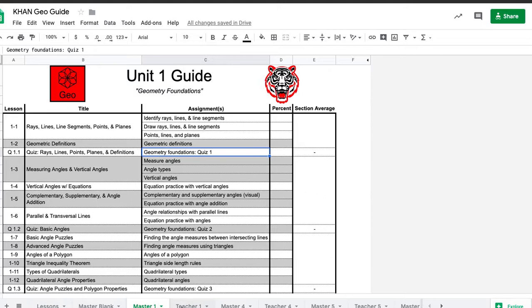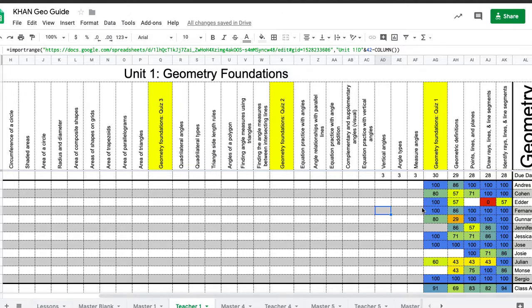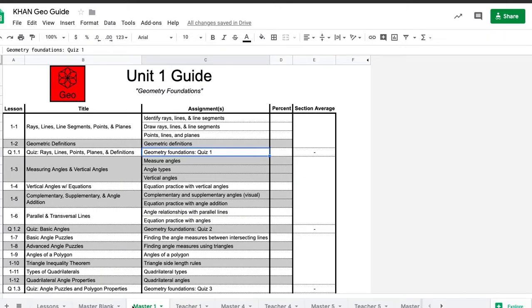Let's see who's been updating their unit guide for geometry thus far. It looks like almost everyone. Good job. So if your name hasn't been updated, please go and update your unit guide right now. Alright, so with that, let's go ahead and get started.